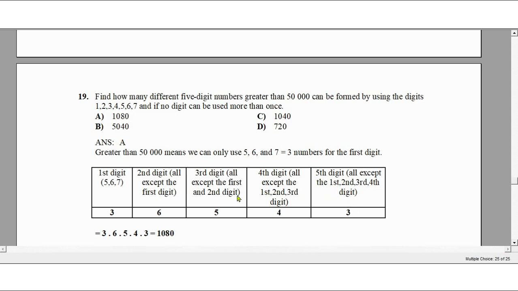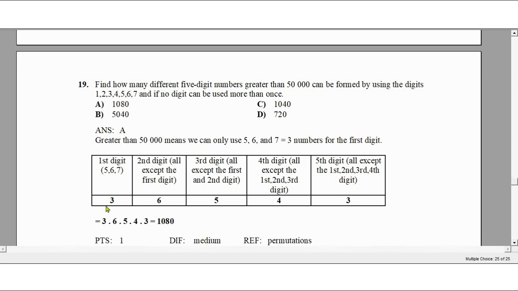Okay, so we multiply all. 3 times 6 times 5 times 4 times 3 equals 1080. So it will be 1080 different 5-digit numbers greater than 50,000 that we can form. All right.